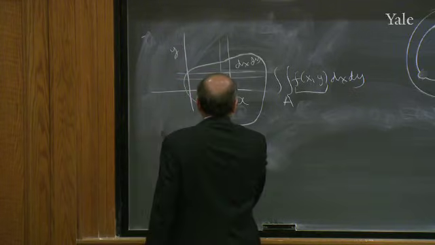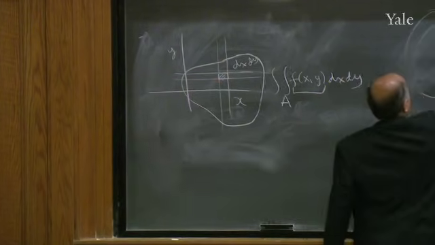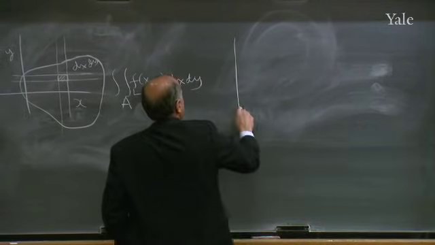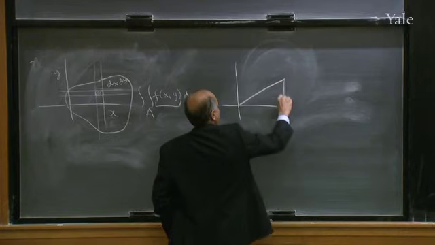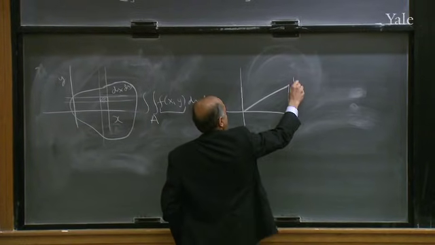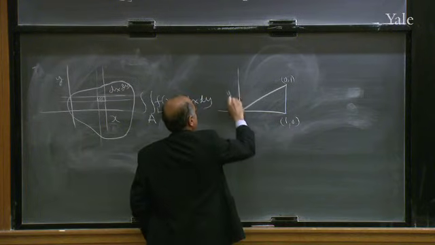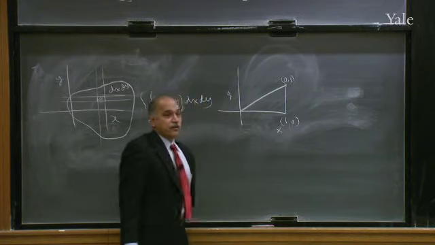Okay? So let's find now the area of a triangle by this process. Here's a triangle. Let's say it is 1 here and 1 here. 0, 1, 1, 0. This is y. This is x. I want to find the area of the triangle.